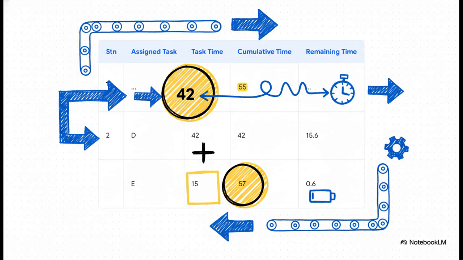The tasks we didn't assign last time, D and E, are our candidates. Again, using our longest task rule, we pick D first. It's 42 seconds. That leaves us with 15.6 seconds to play with. Task E is 15 seconds. That fits perfectly. Let's add it. That brings the station's total time to 57 seconds, leaving just 0.6 seconds of idle time. That's a really efficient station. And with that, Station 2 is complete.